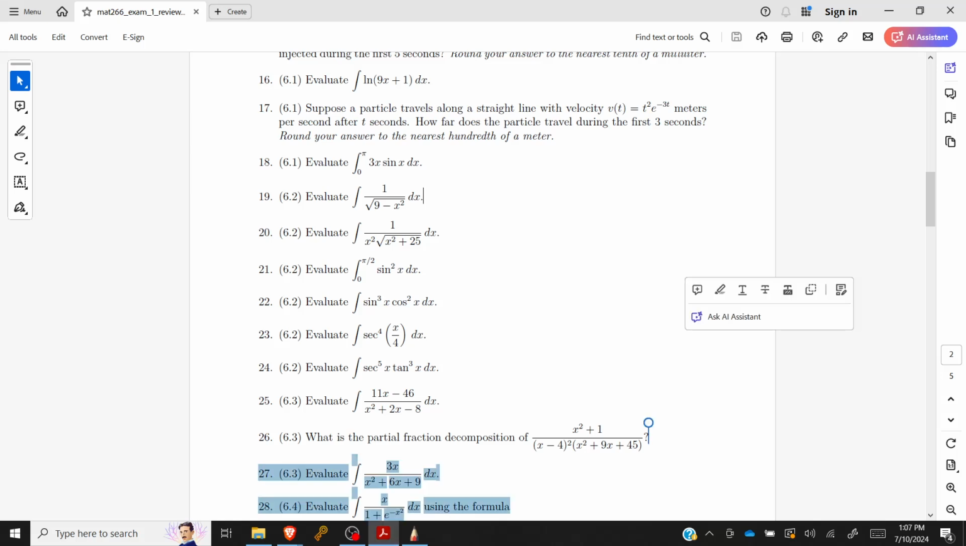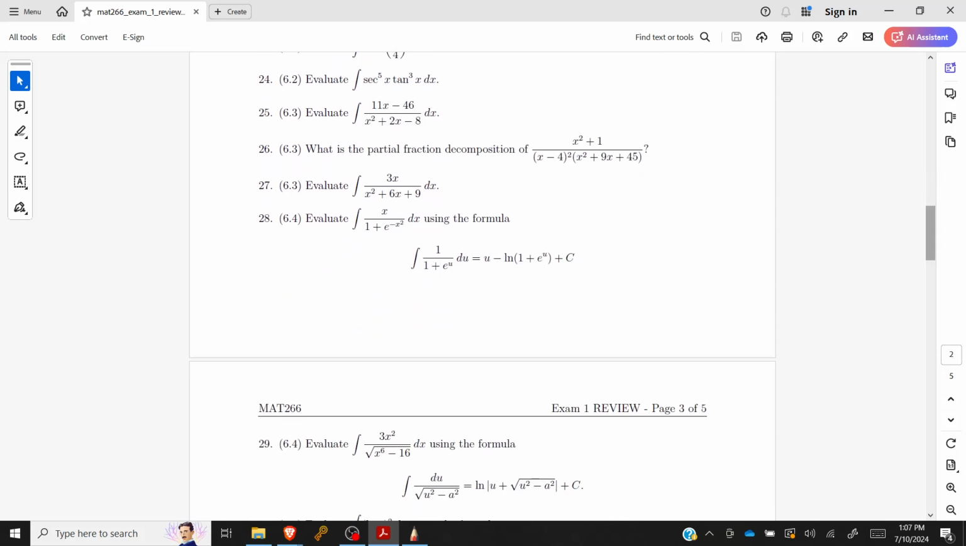Do you guys feel pretty confident with the partial fraction decomposition part? Can we do just one? Sure. Thanks. I'm going to do this one.